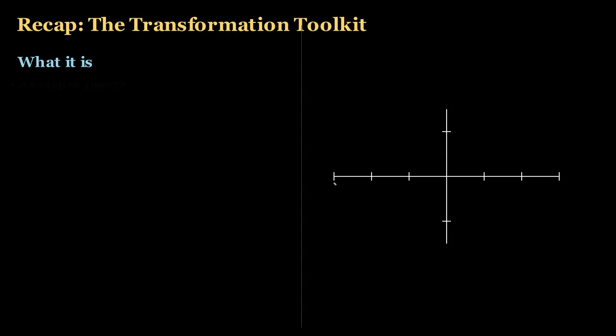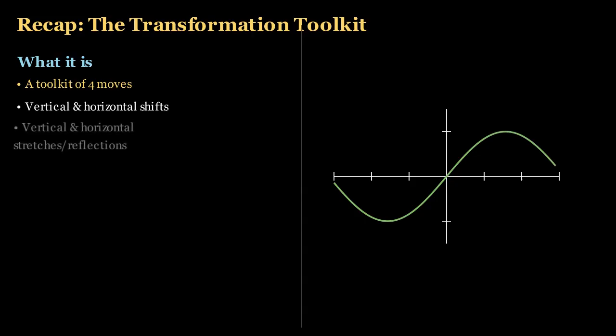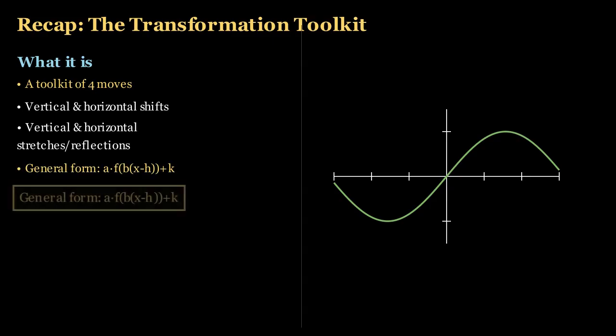Imagine you have a simple starting shape, like a parabola, and you want to place it anywhere on a graph, at any size. The transformation toolkit is exactly that, four basic moves you can do to any parent function. You can slide the whole graph up or down, which is a vertical shift. You can slide it left or right, a horizontal shift. You can pull it taller or squash it flatter vertically, and you can stretch or squeeze it horizontally. You can even flip it over an axis.